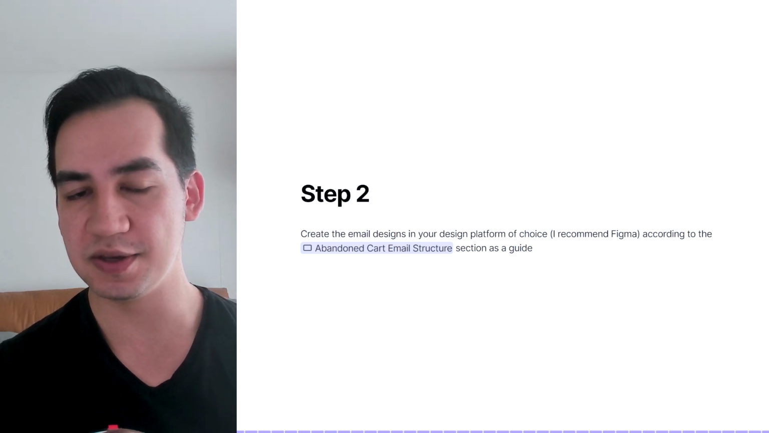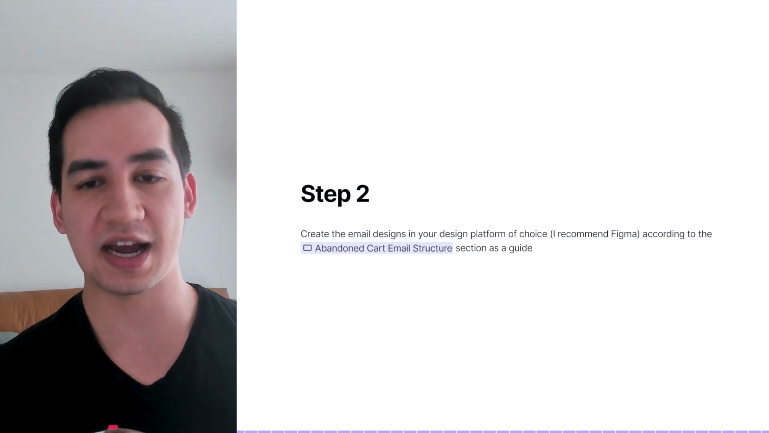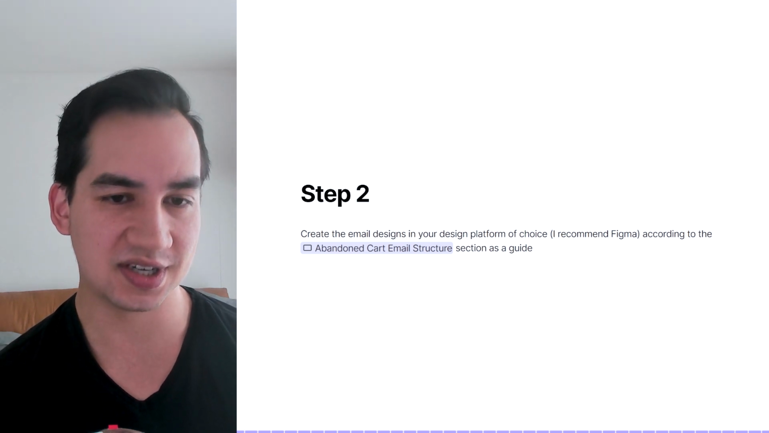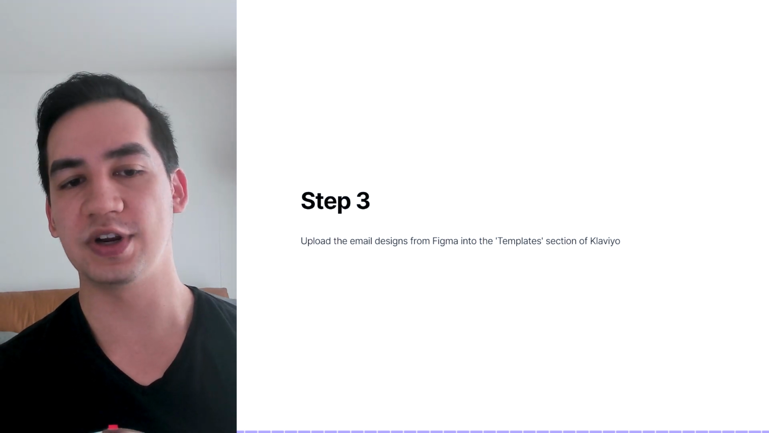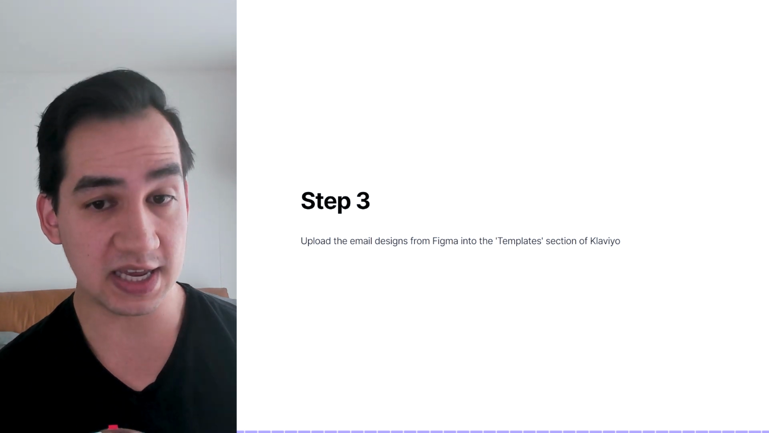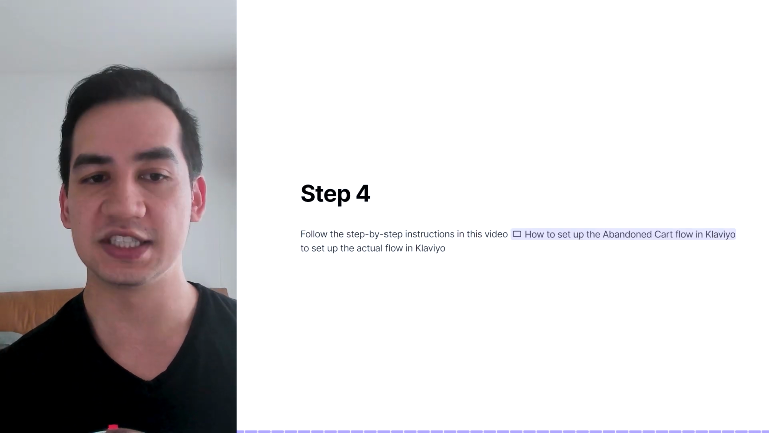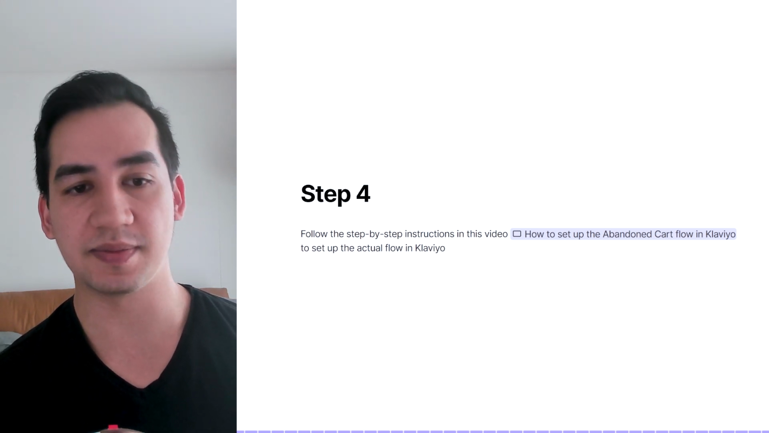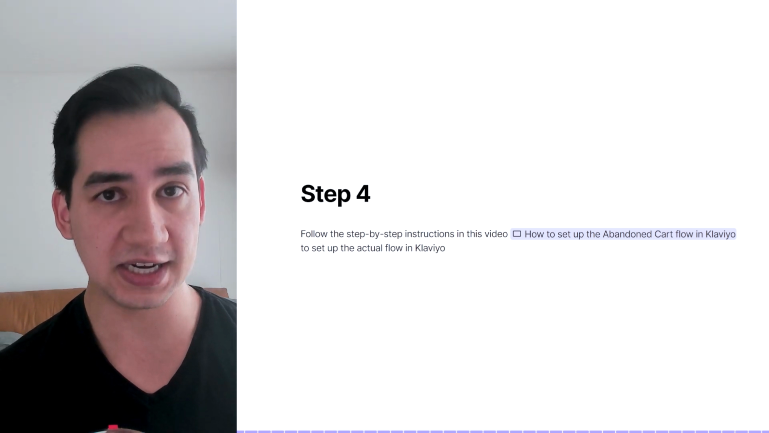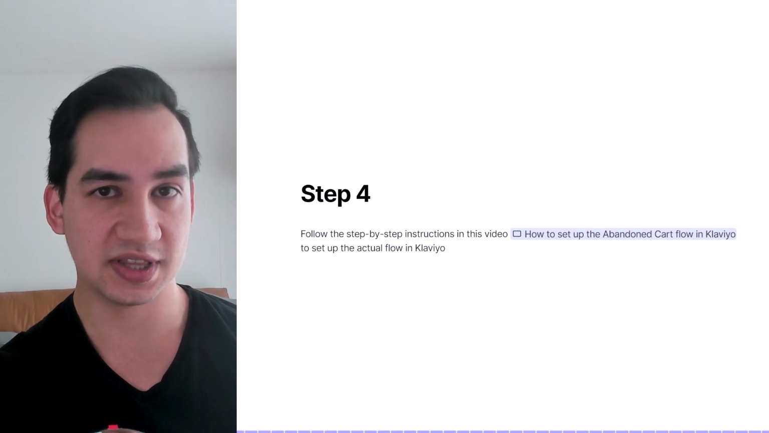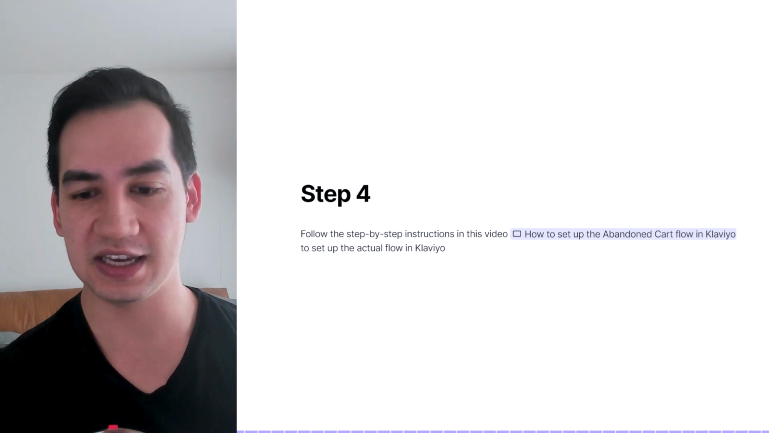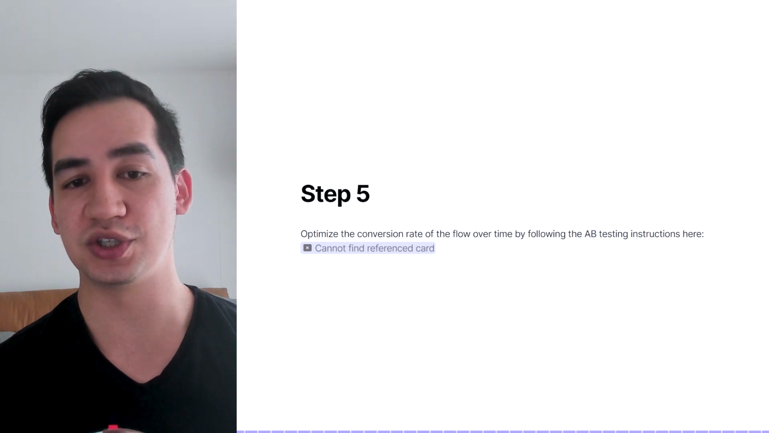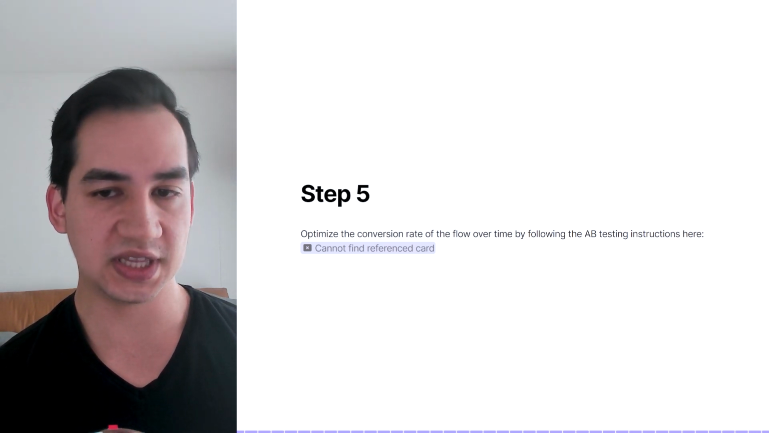Step 2, create the emails in your design platform of choice. I recommend Figma. In my opinion, that's the best design platform, according to this section of the document as a guide. Step 3, you need to upload the designs from Figma into the template section of Klaviyo. Step 4, you're going to want to follow the step-by-step instructions in the video that I talked about earlier to set up the actual flow in Klaviyo. That's going to include all the technical setup, like where you find the dynamic product block, etc. So watch that.